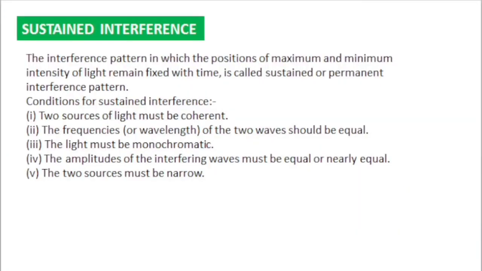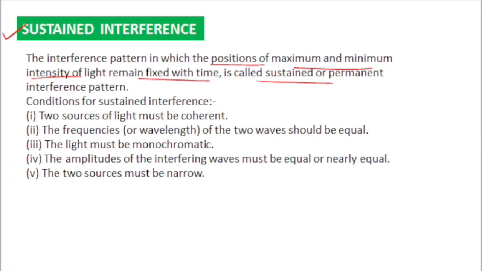After this, one important term is there. What do you mean by sustained interference? Sustained interference is the interference pattern in which the position of maximum and minimum intensity remain fixed with time. It means maxima is found, minima is found. There is no change in intensity. Intensity remains fixed with time, and this is called sustained or permanent interference.